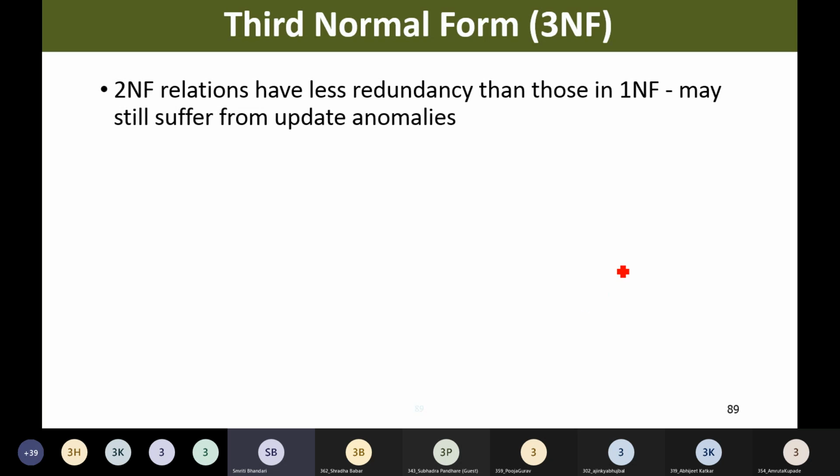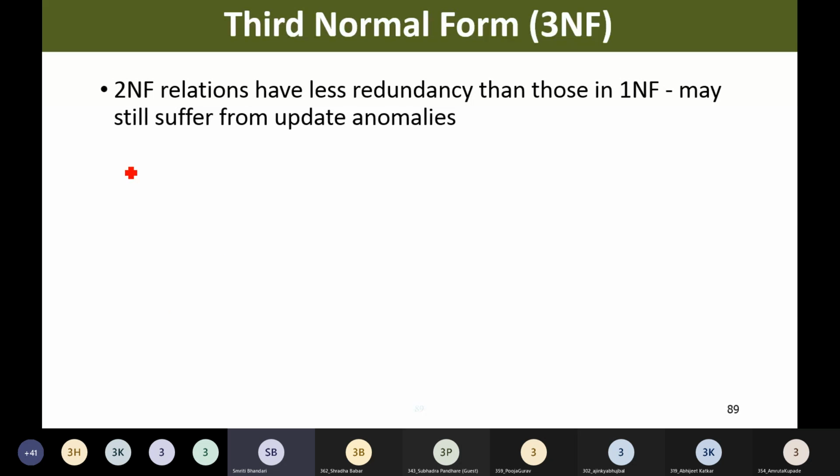As we stated, the relations in second normal form have less redundancy than those in 1NF. But still, the relations in 2NF may suffer from update anomalies. Meaning, even though we have come up with second normal form of the relations, it is possible that we still have some redundancy present in our relations. And that is the reason why we should go for one more higher normal form.